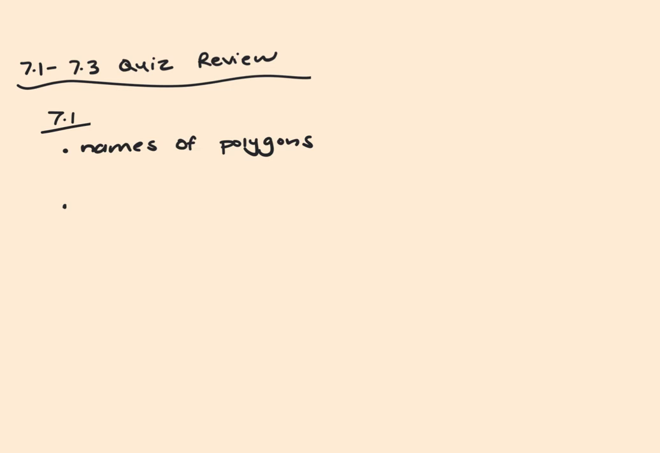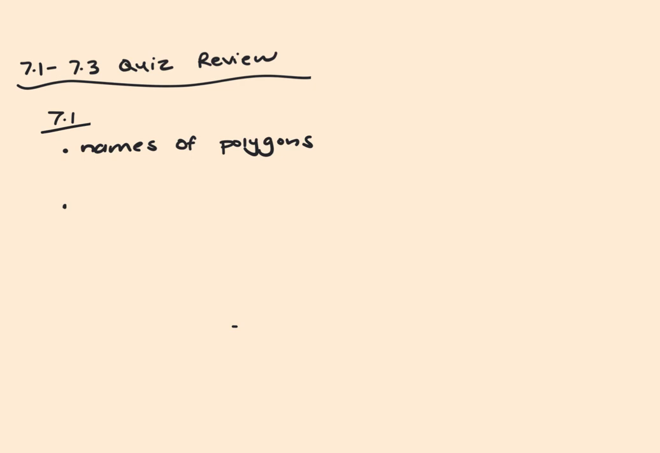Oh, good. Okay, so the quiz tomorrow is 7-1 to 7-3. In 7-1, you need to know all the names of the polygons from 3 sides to 12 sides: triangle, quadrilateral, pentagon, hexagon, heptagon, octagon, nonagon, decagon, dodecagon. Remember, there's none for 11. You have to know those. If you don't know those, obviously you need to study those.